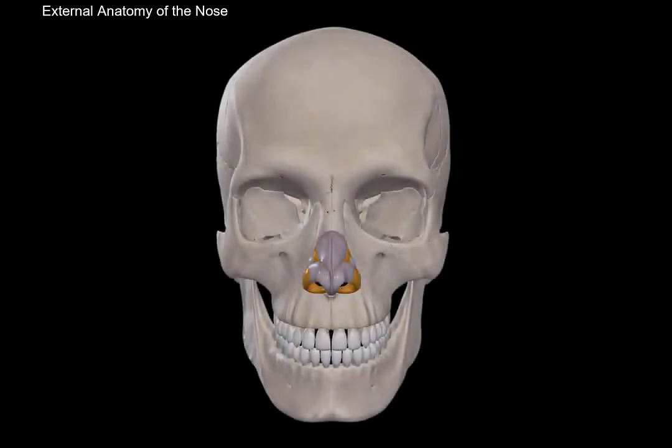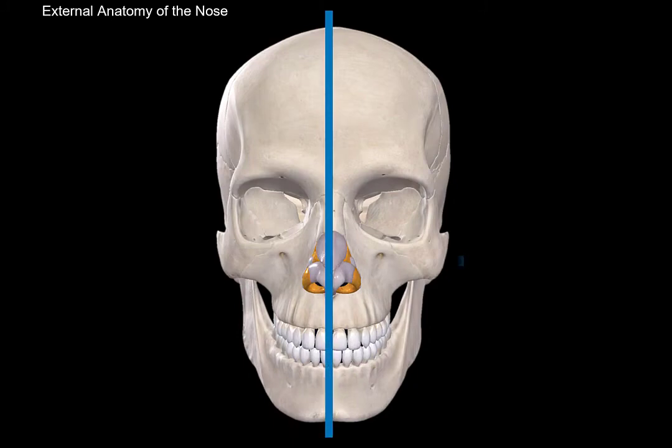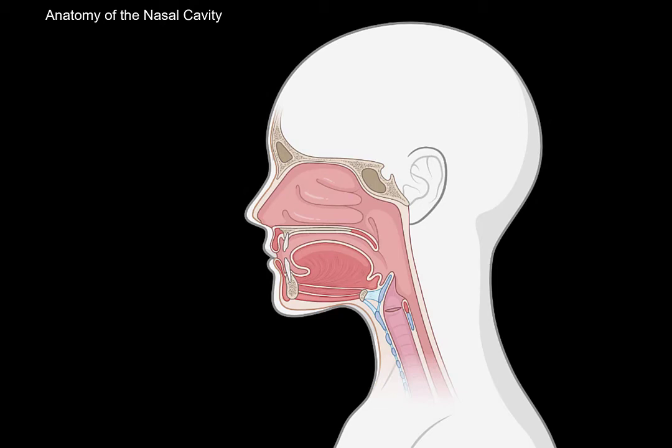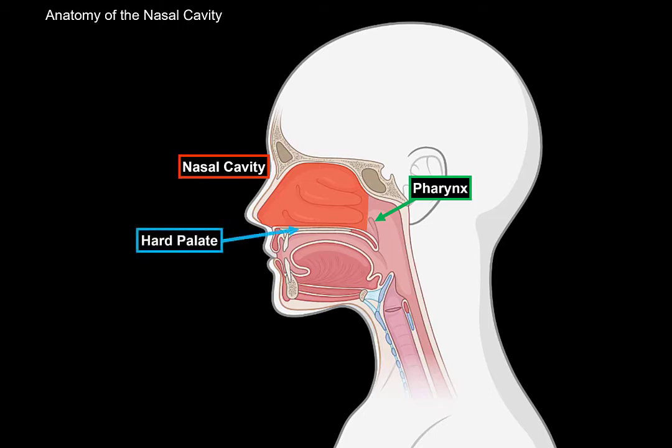Now let's take the skull, split it in half, and look at it from a side view. We will see this. Now let's continue with the anatomy of the nasal cavity. Here is the nasal cavity, situated in front of the pharynx and above the hard palate. Under here, you'll find the oral cavity.